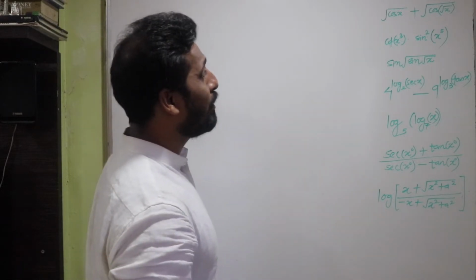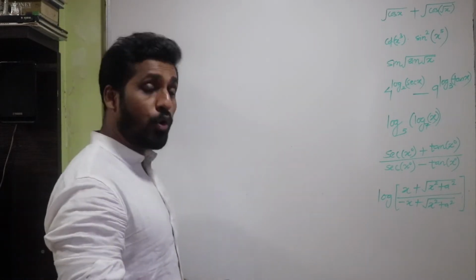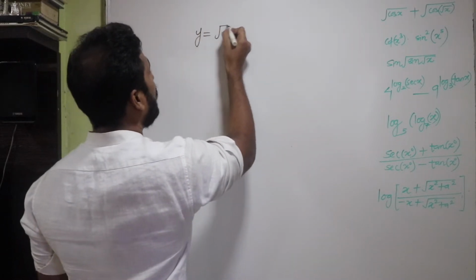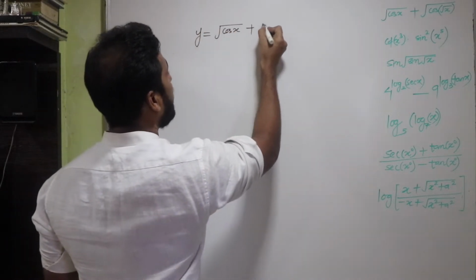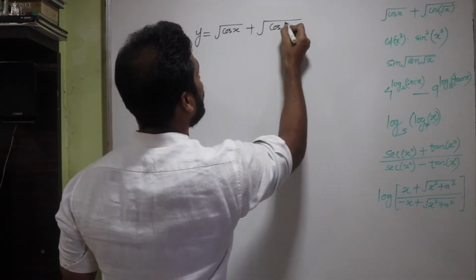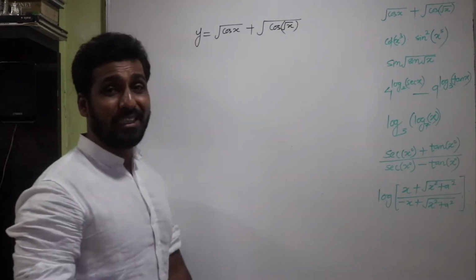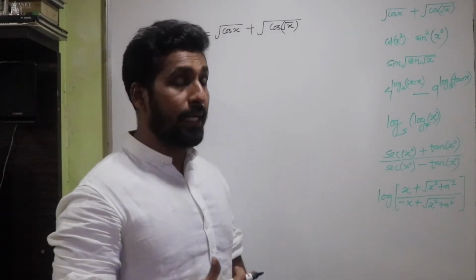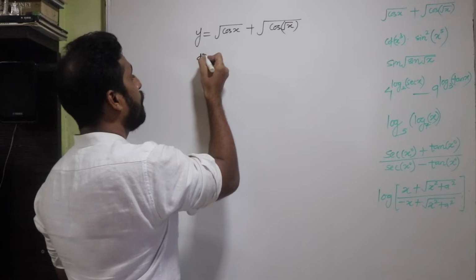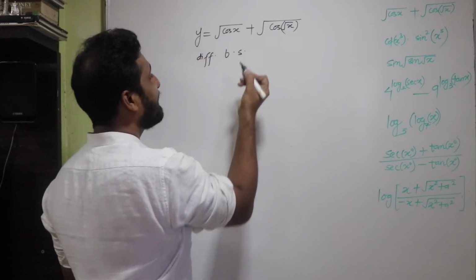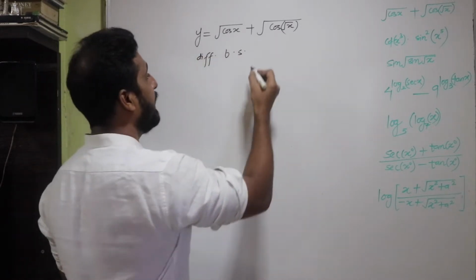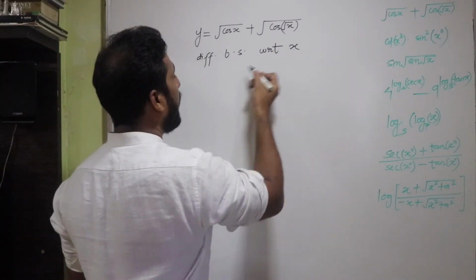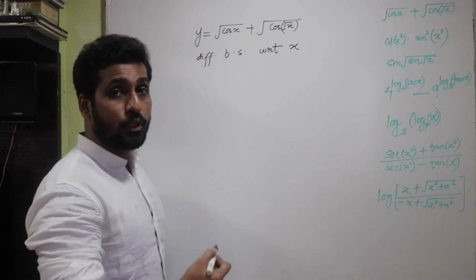So we have root of cos x plus root of cos of root x. So I'm going to write the question first. So we have y is equal to root of cos x plus root of cos of root x. So I want to differentiate this. Now the basic way of writing a particular question is somehow like this. Observe, I'm going to write like this: differentiate both sides. BS stands for both sides, WRT, that's with respect to x. So I'm going to write differentiate both sides with respect to x.